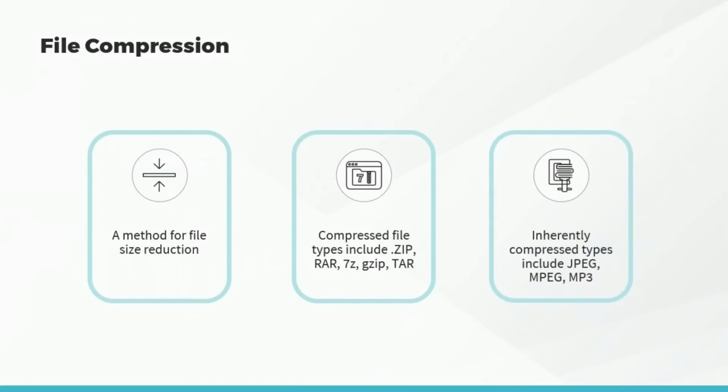Other file types, however, are inherently compressed due to the amount of data they contain, including JPEGs, MPEGs, and MP3s. Now, those are all multimedia files, and they'd simply be very large if they weren't compressed. So our computers decompress them on the fly, so to speak, meaning that we don't need a specific application to decompress them first, then access the contents.